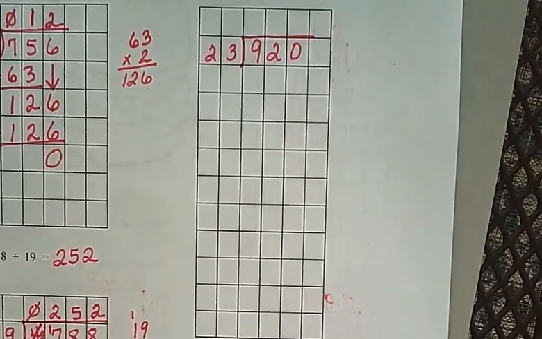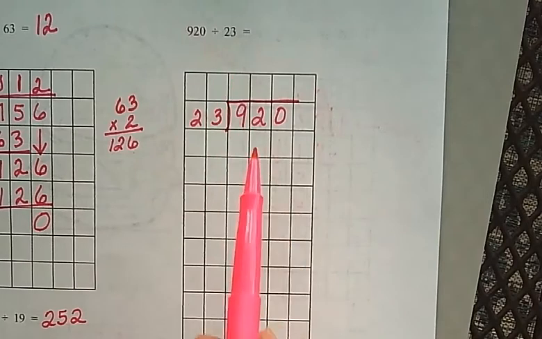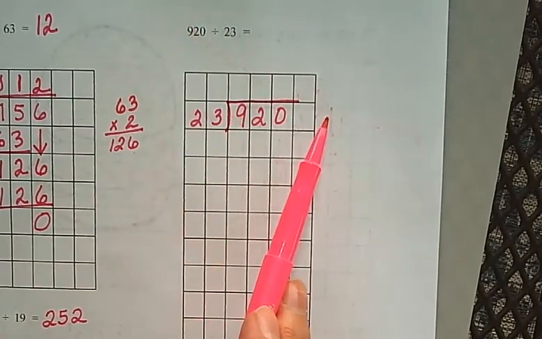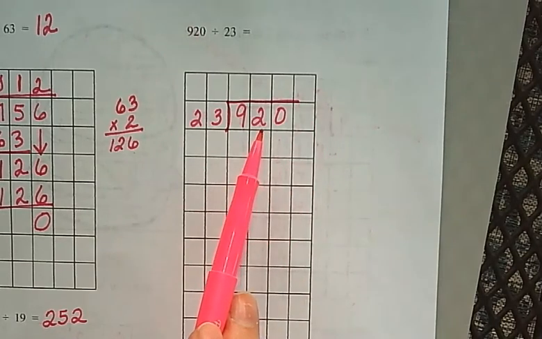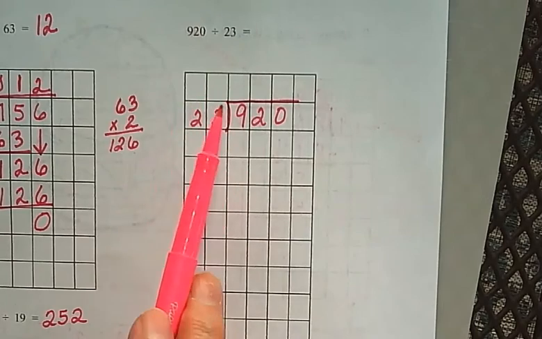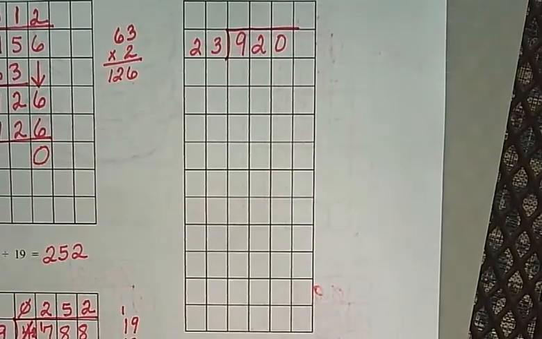All right, let's look at one last problem here. We've got 920 divided by 23. So I take my first number, 920, put it inside the division house. That's my dividend, the number being divided into. And I take my 23 and put it outside of the division house. That's my divisor, the number I'm dividing by. And so now we start.